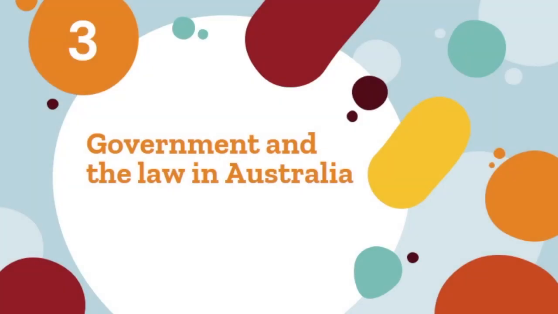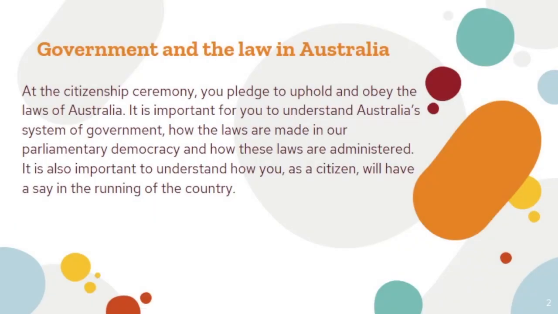Government and the law in Australia. At the citizenship ceremony, you pledge to uphold and obey the laws of Australia. It is important for you to understand Australia's system of government, how the laws are made in our parliamentary democracy and how these laws are administered.